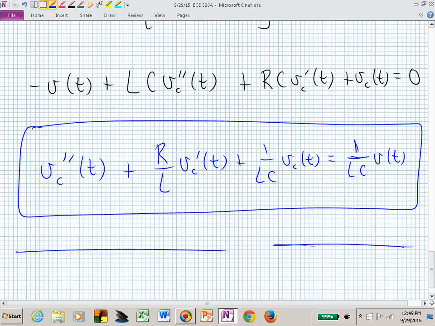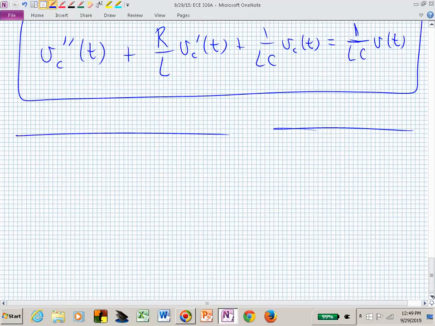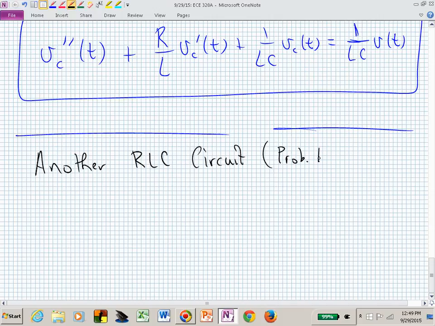That means we're primed for another circuit. Let's look at one more. And this one is a little different, and I think you might want to double check this, but this might be problem 31 in chapter 12 of the 10th edition of the textbook.